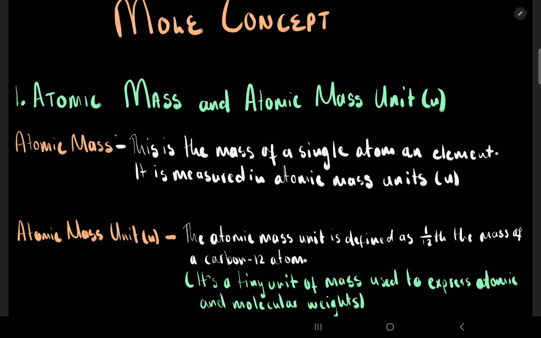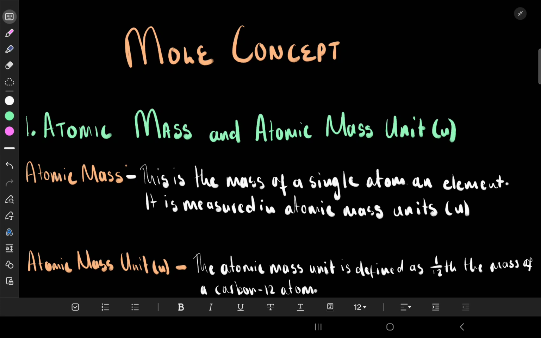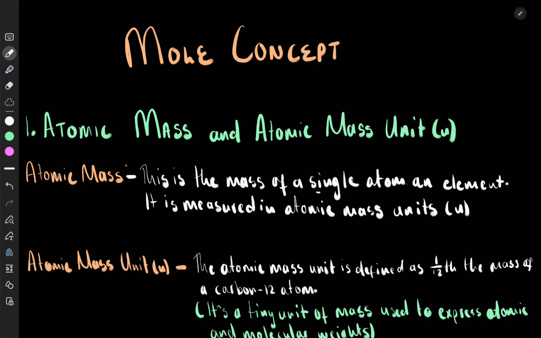Now, when we want to get the mass of such a small thing, how are we going to do that? How are we going to be able to see the mass of such a small thing? Well, when we are dealing with the atomic mass, we are saying it is the mass of a single atom of an element. Such a small thing? Yes! The mass of one atom is the atomic mass.